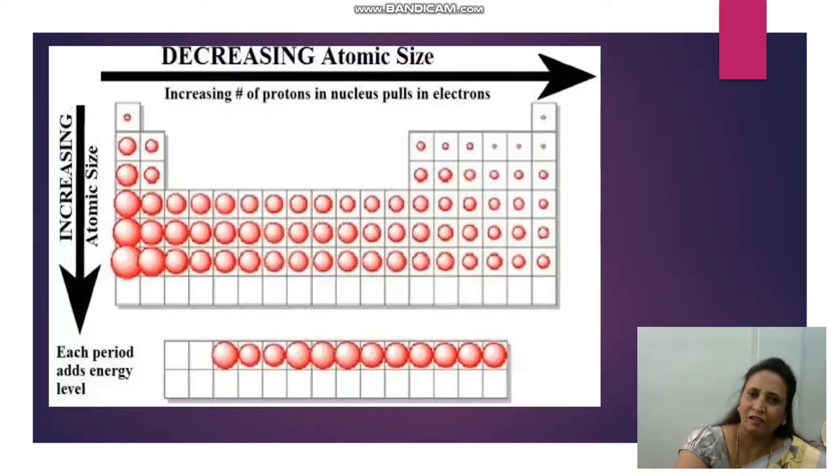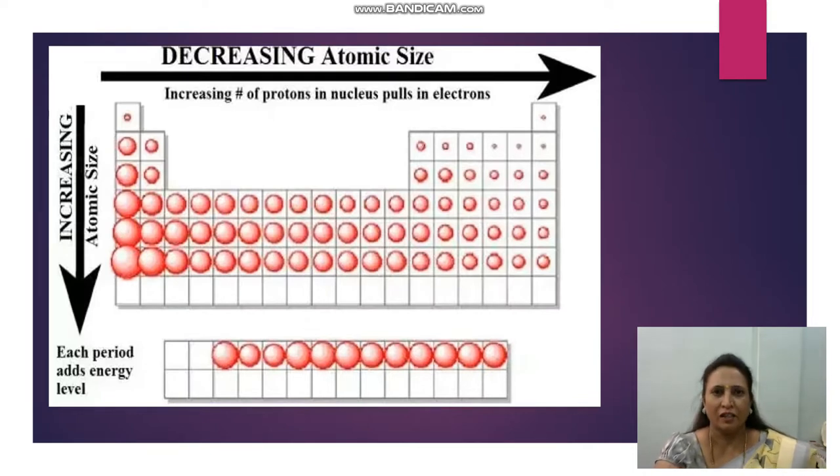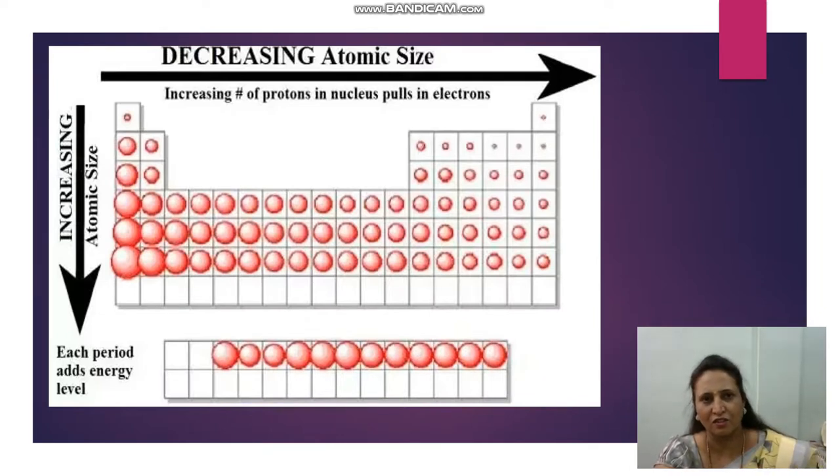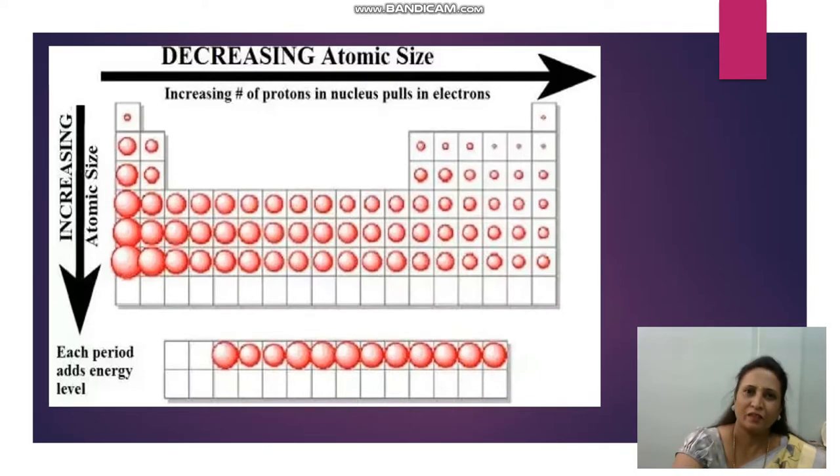Now this is again another diagram. Most of the diagrams are available on the internet. Please, students, go through that and you can get a clear idea about atomic size, what their definition is and what their trends are in the periodic table. This is another diagram which also gives an idea that from left to right atomic size decreases, and from top to bottom atomic size increases.